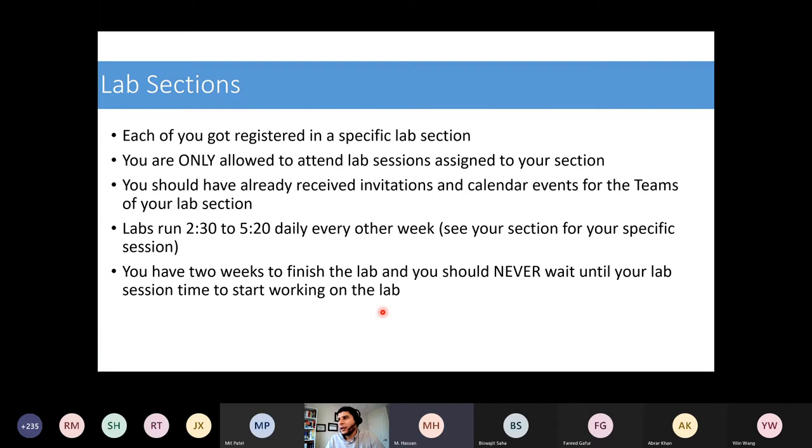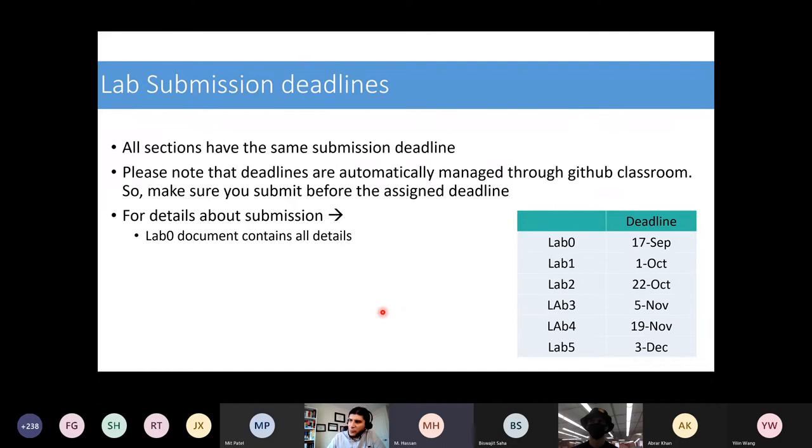And for the lab deadlines, all the labs, all sections, would have to submit the lab, as Lab Zero explains, to GitHub exactly at the same time, right? So the lab session is not really related. Your lab section is not related to the lab deadline at all, right? So these are the deadlines for every lab. Lab Zero, for example, the deadline is, you'll find these all on Fridays, end of the day. Lab Zero, for example, is September 17th, which is the next Friday.